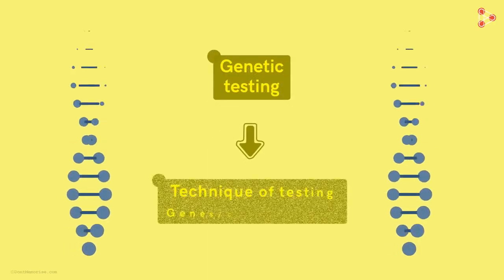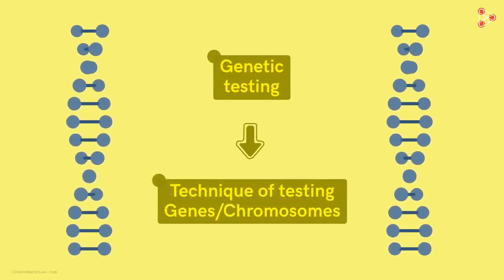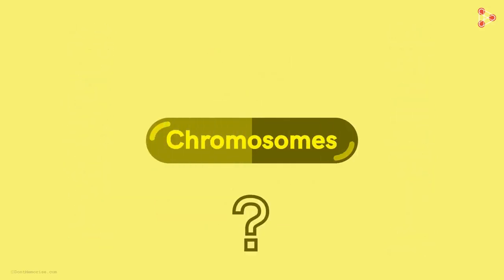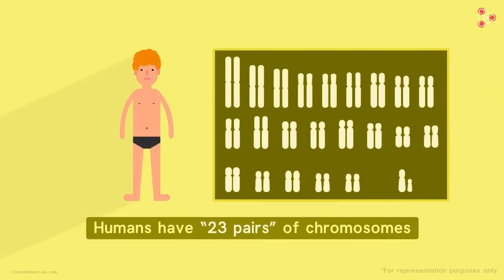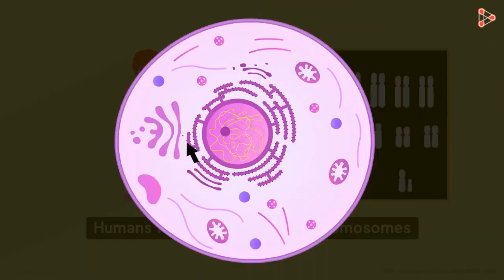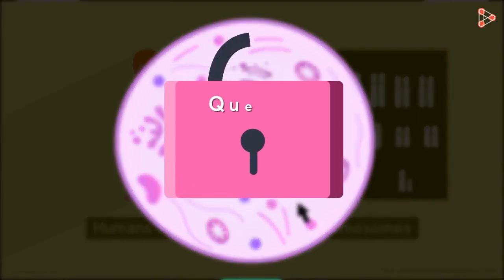The concept of genetic testing, or the technique in which our genes or chromosomes are tested, helps us here. So what are chromosomes? We've always come across the saying, humans have 23 pairs of chromosomes. But what are they made up of? And where are they actually located in the cell? Let's try and answer all of these queries in this session.